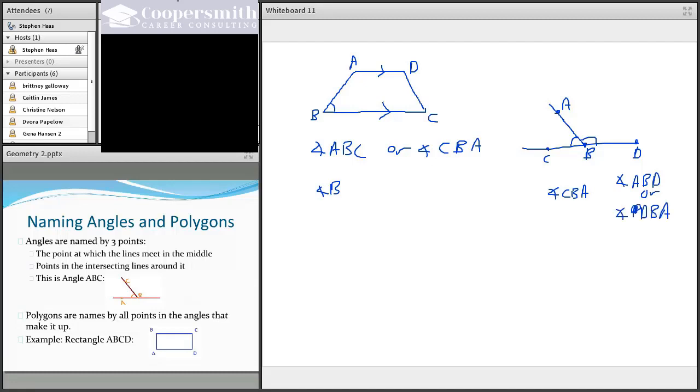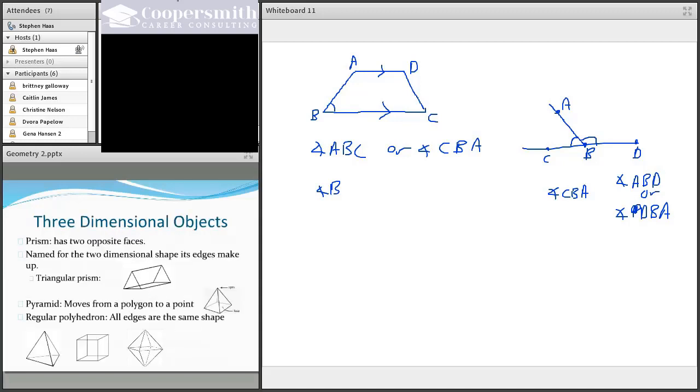Polygons, in other words, shapes, are named by all of the points that make up the shape. In the example at the bottom of the slide, well, that is simply rectangle ABCD. So if I start off with a point that says rectangle ABCD, that means that that shape is a rectangle. Simple enough. Okay, let's move on to three-dimensional objects.